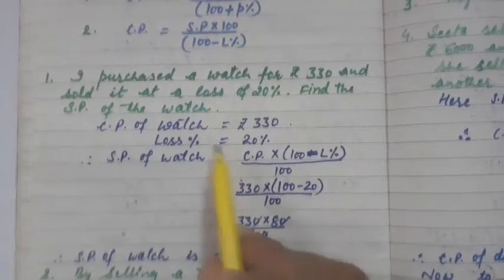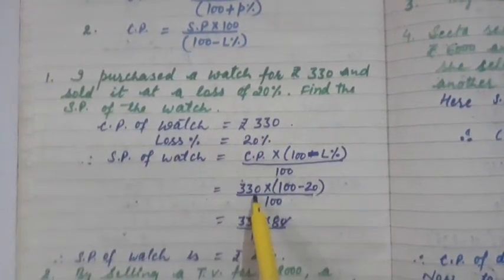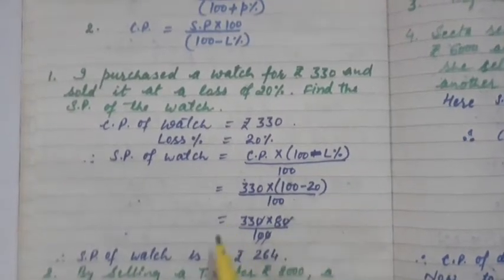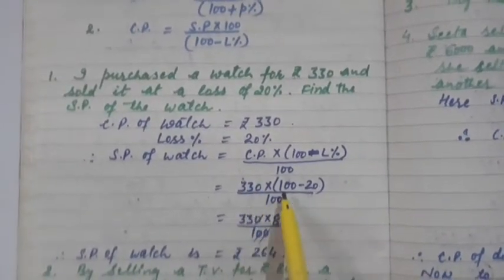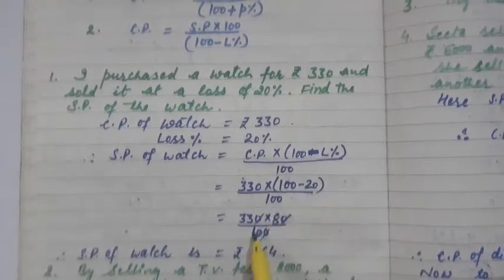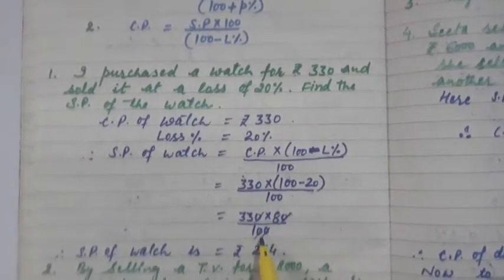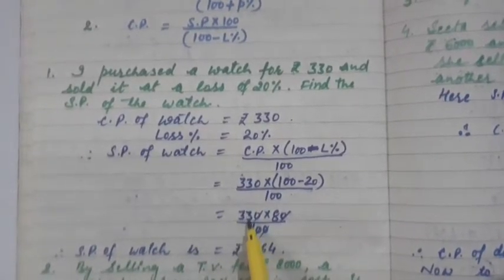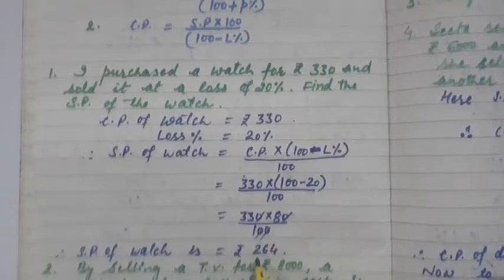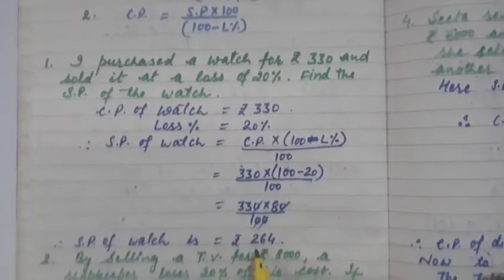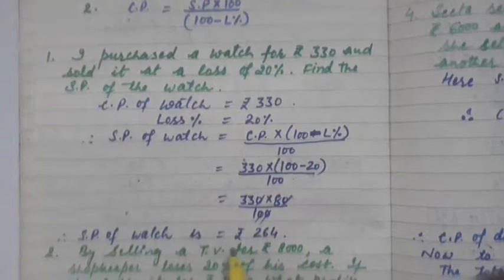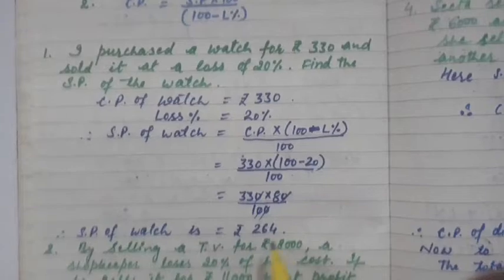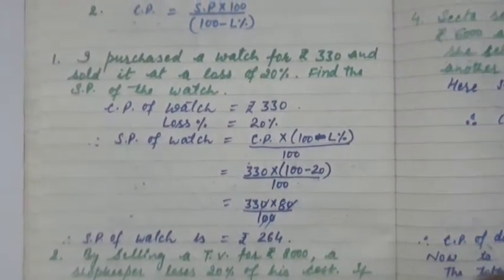In this question CP is given 330, loss is there 20%. When we solve, we will get 330 into 100 minus 20 upon 100, which is equal to 330 into 80 upon 100. The zeros we can cancel there. So we will get 33 into 8, that is 264. Therefore SP of watch becomes equal to 264. In this way we have to use these formulas to solve these questions.